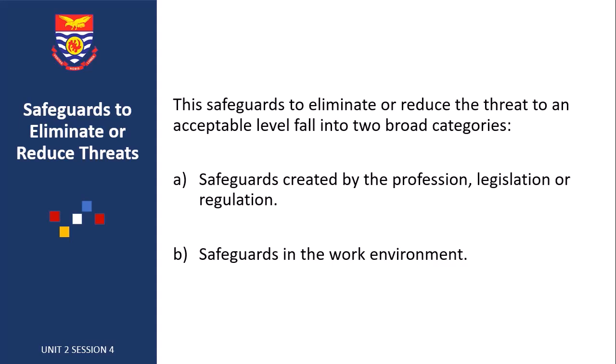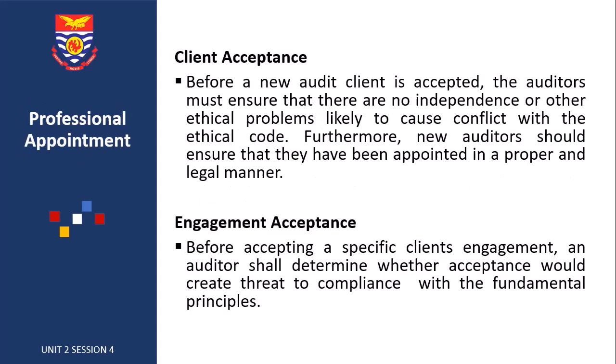Then we have the safeguards in the work environment. We have what we call the professional standards coming into play. Making sure the entity also puts in place policies and procedures to implement and monitor the quality control of the engagement. Now, the entity can also put in some measures to ensure compliance with the fundamental principles. So these are some of the safeguards that are there to eliminate the threat or to reduce it to an acceptable level.